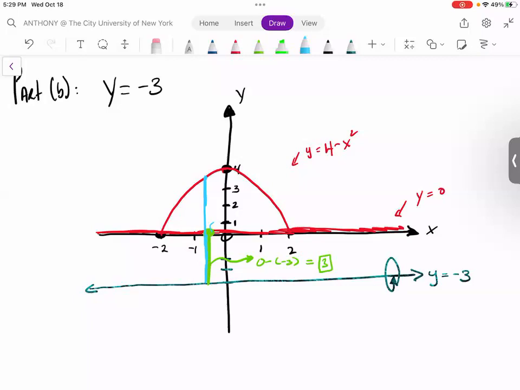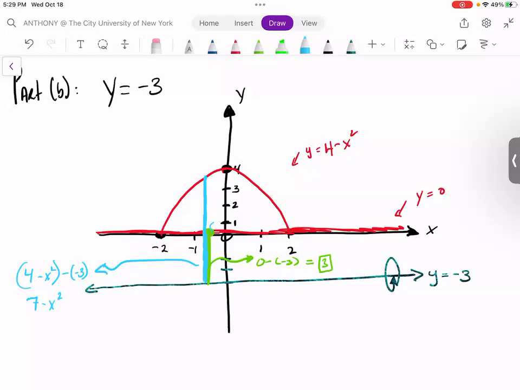Okay, so if you look at that blue line that I just drew, you can find the distance mathematically as well by taking 4 minus x squared minus -3. So if you work this out, what is 4 minus -3? Yeah, it comes out positive, so it's 7 minus x squared. Very good.